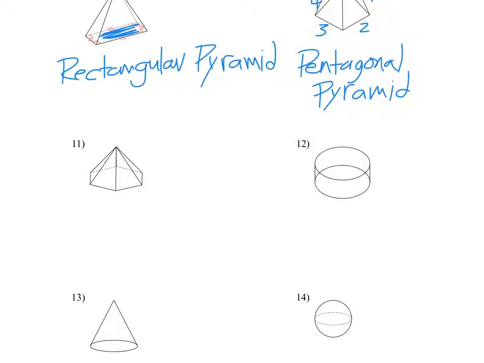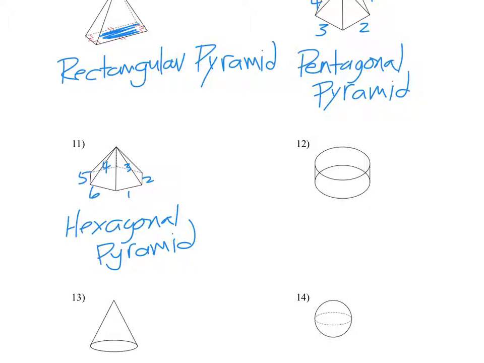This next one, 1, 2, 3, 4, 5, 6, so that's a hexagonal pyramid. Okay, now the next one has no edges, okay? So all of these previous ones that we did that had edges to them, those are referred to as polyhedrons, because they have faces, okay? The sides are faces. They're some sort of polygon shape.